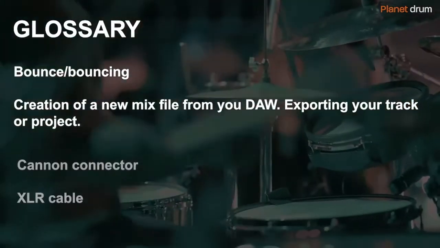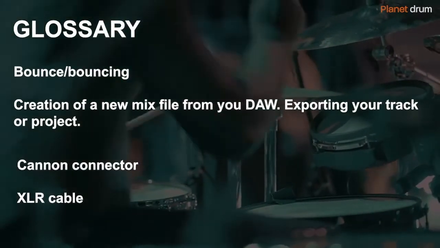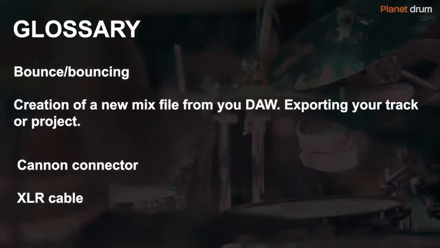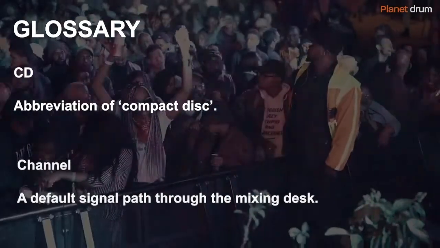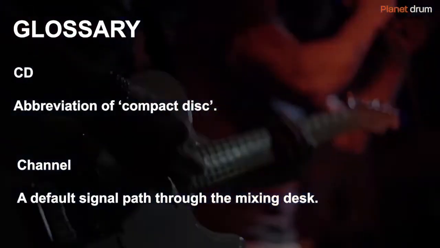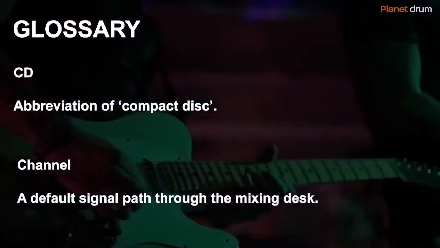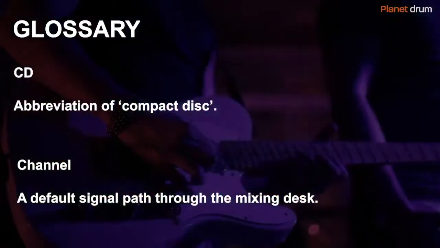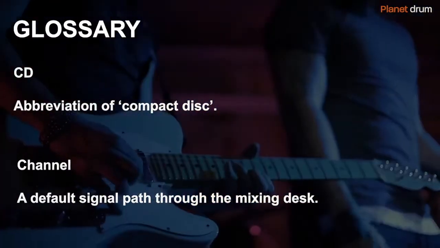We've then got Canon connector. This is another word for an XLR connector. We've got CD. This is abbreviation for compact disc. We looked at CDs in one of the previous lessons. Turning over the page to page 48, you can see channel or mixing desk channel. This is a default signal path through a mixing desk, and a mixing desk will have a set number of channels. Each will be numbered and you can assign to different instruments.